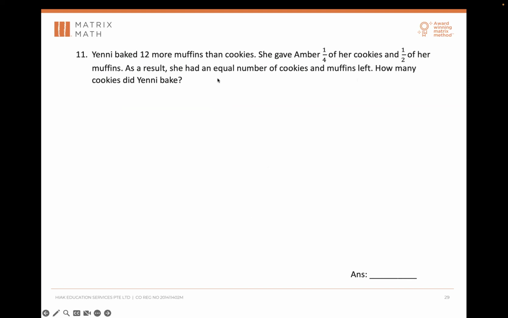This is an equivalent proportion concept. The fraction of cookies left is equal to the fraction of muffins left. So a common mistake people make is they see equal, they use 1/4 of cookies equal to half the muffins. No. 1/4 is what is given away, it is not what is left. So what fraction of Yenny's cookies is left? It's 3/4.